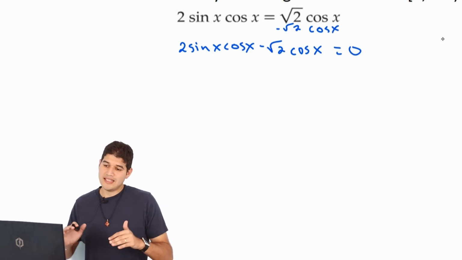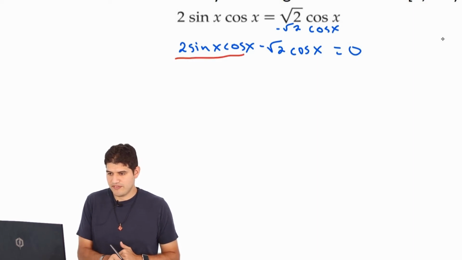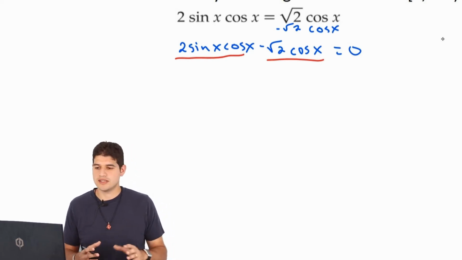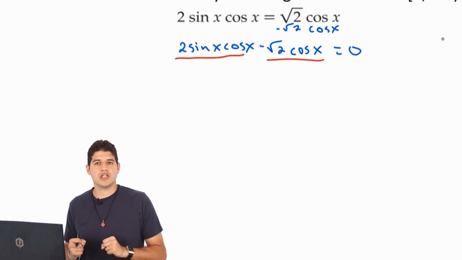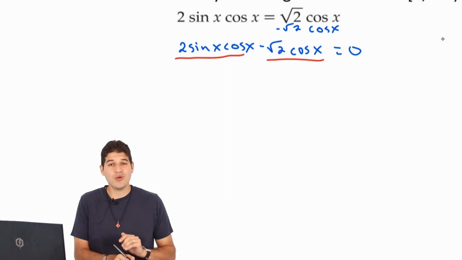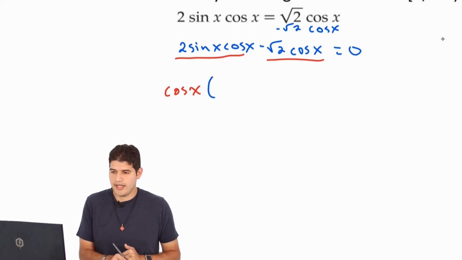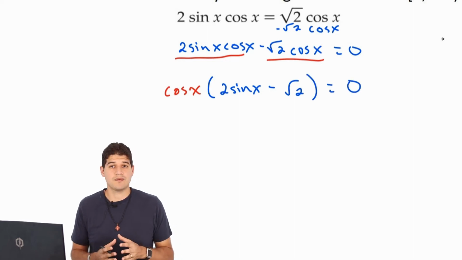All right, now what I noticed between both of these, let me highlight that real quick. I have two terms, my first term and my second term, which I've underlined separately. Between both of those terms, they have one thing in common: they both share a cosine of x. So I'm going to factor that out from both of those. So cosine of x, and what's left over inside is 2 sine of x minus square root of 2, and that's equal to 0.